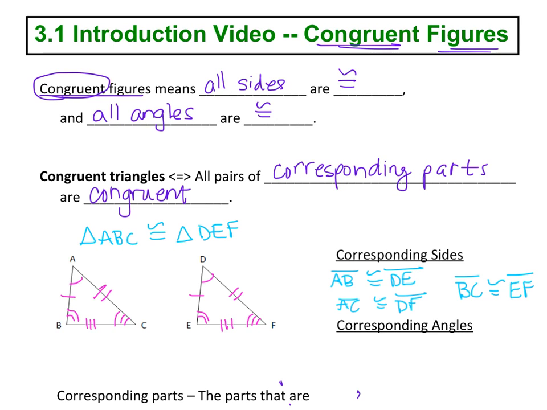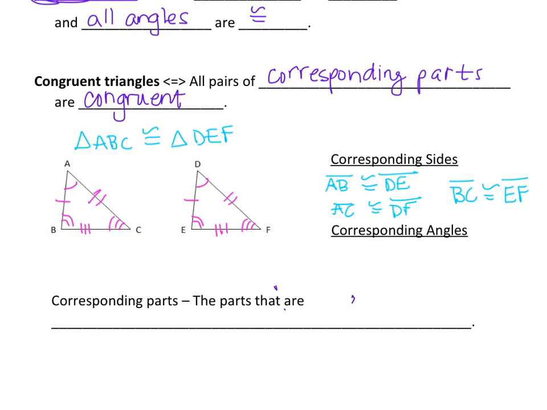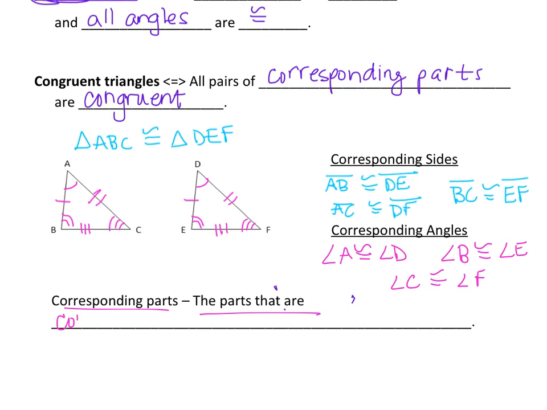Now we also have corresponding angles. Let me just slide this up for a second. Our corresponding angles, we've got angle A is congruent to angle D. Angle B is congruent to angle E. And angle C is congruent to angle F. So those are all of your corresponding parts. So corresponding parts are the parts that are congruent from one figure to another.